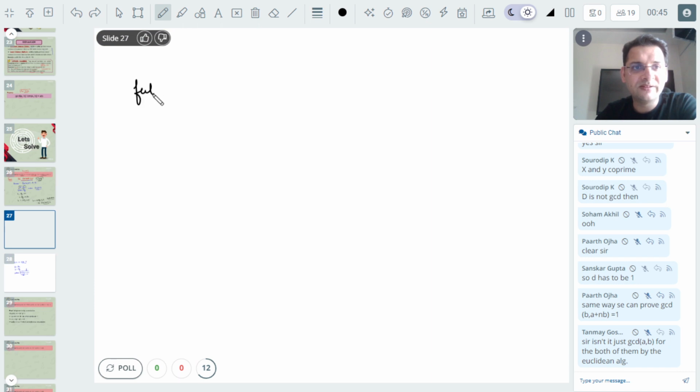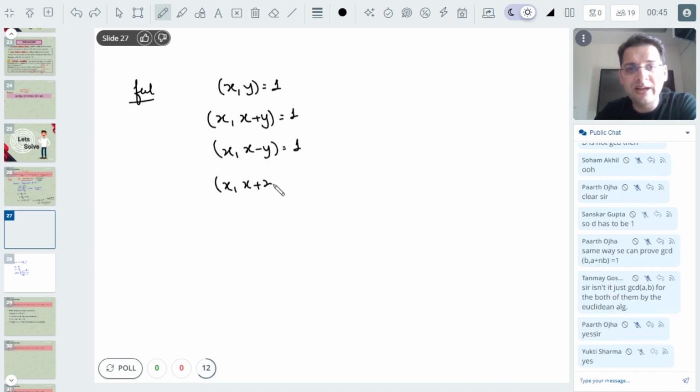So if X and Y are co-prime, then can I say X and X plus Y are also co-prime? X and X minus Y are also co-prime. X and X plus 2Y are also co-prime. X and X plus nY in general is always going to be co-prime. Is this clear, everyone?